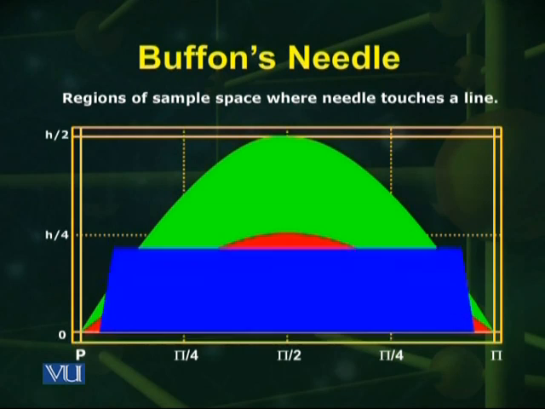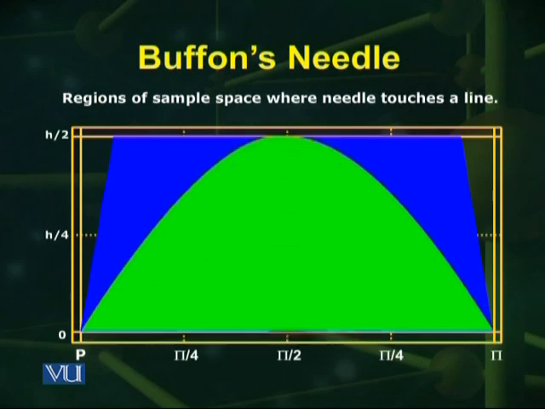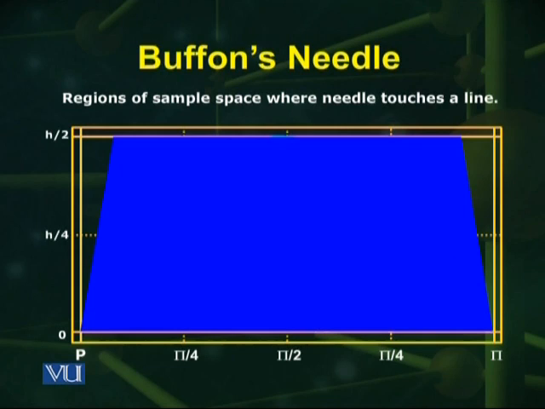And the last region, which is blue, and this blue region in union with the green and red region. So the blue region and all the region below this represent the probability of the needle touching the line when the length of the needle is 4 times the spacing between lines on the floor.